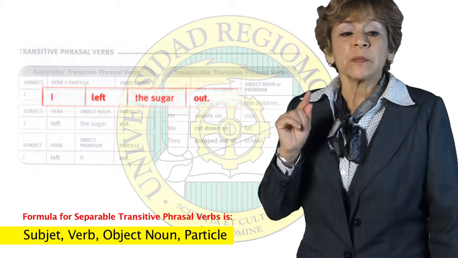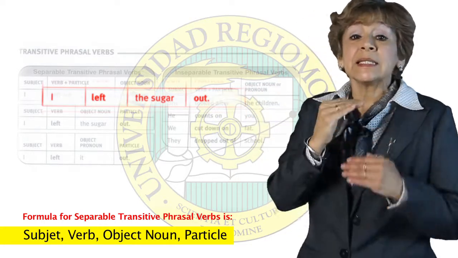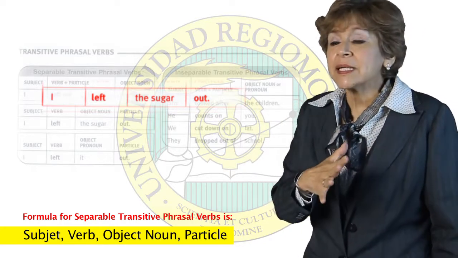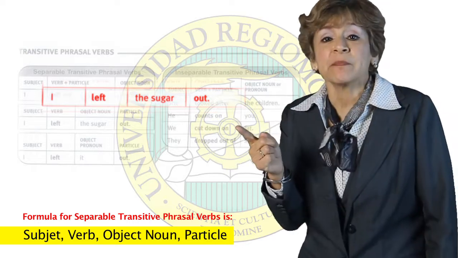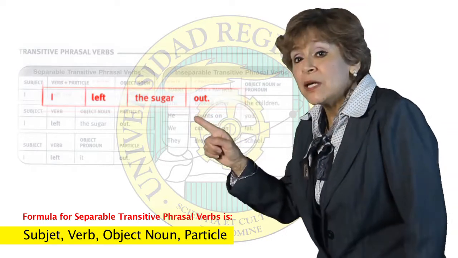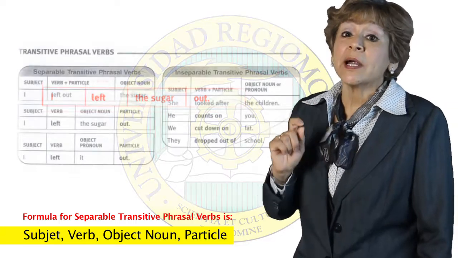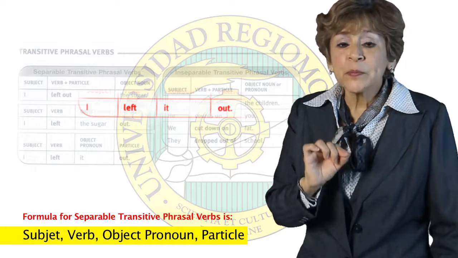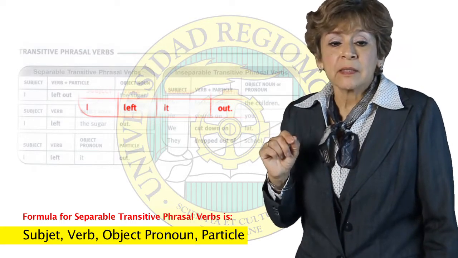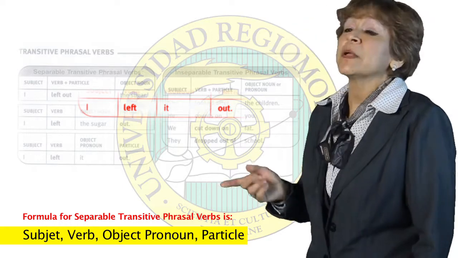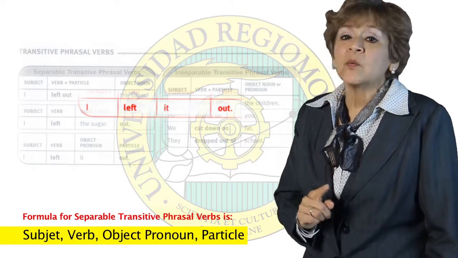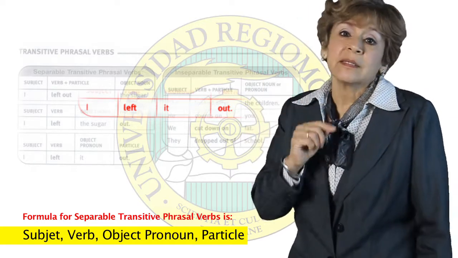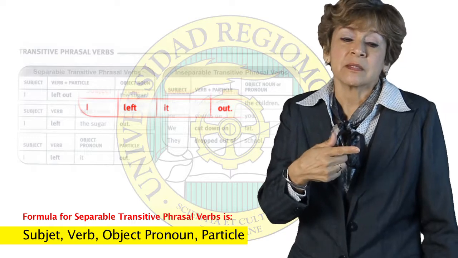Subject plus verb plus object noun plus particle is the next sentence. I left the sugar out. Well, in this case, because I said transitive separable, the particle is at the end of the sentence. I left the sugar out. And another idea is subject, verb, object pronoun plus particle. Again, the particle is at the end of the sentence, but I am substituting the noun with an object pronoun. I left it out. It is referring to the sugar in the previous sentence, okay?